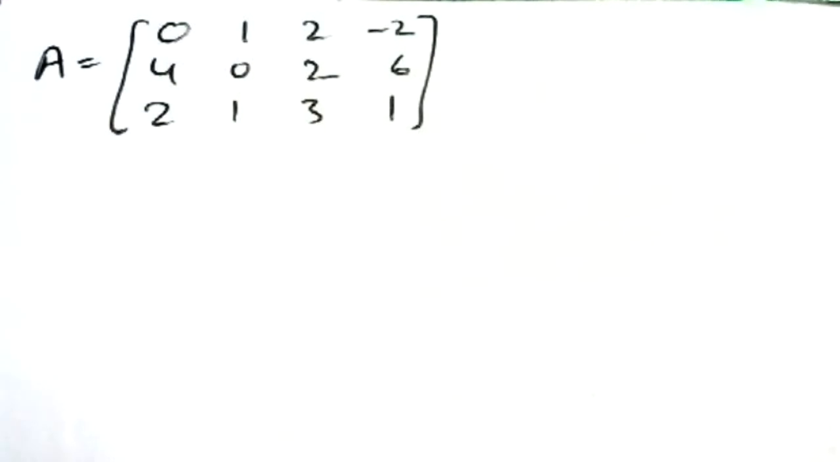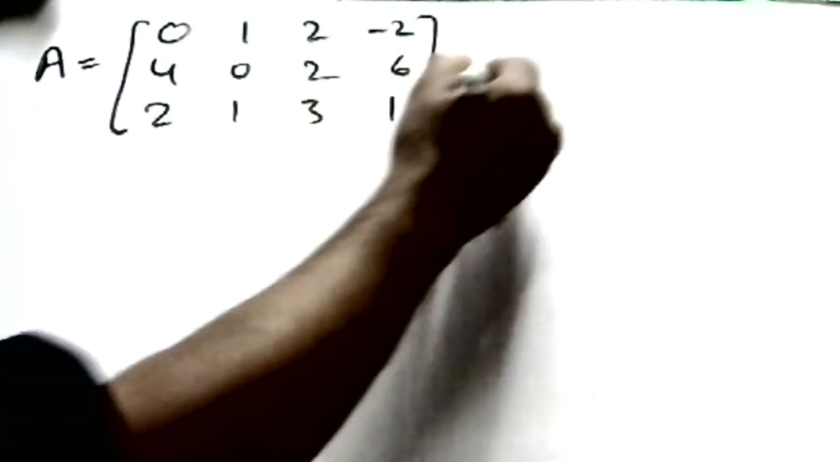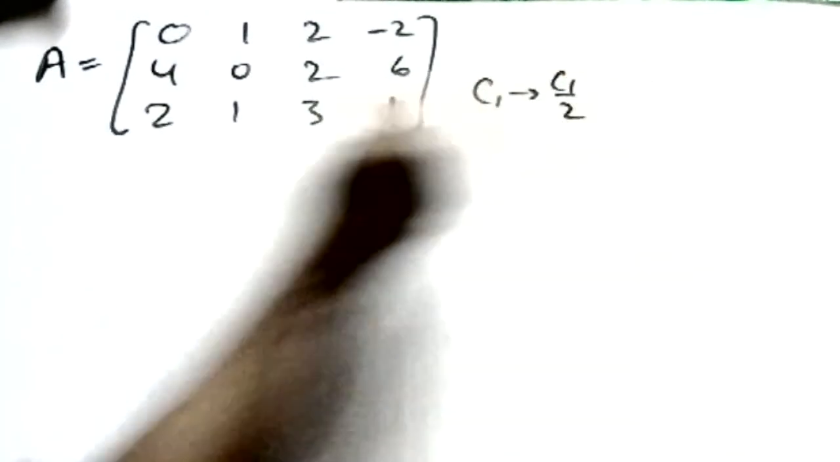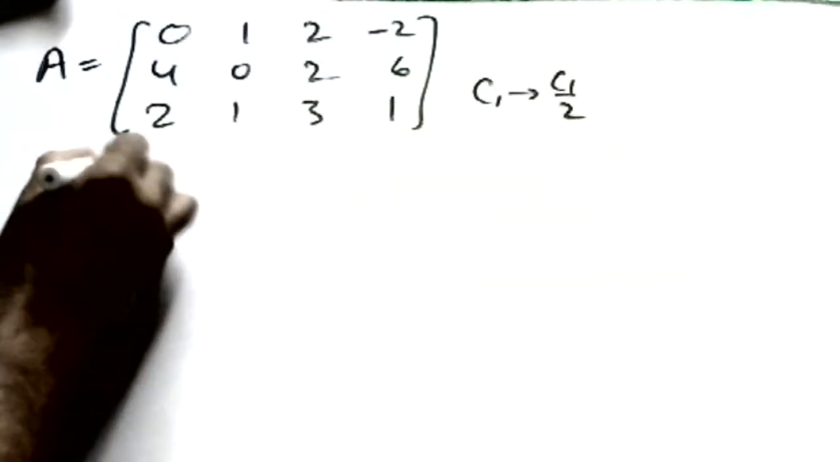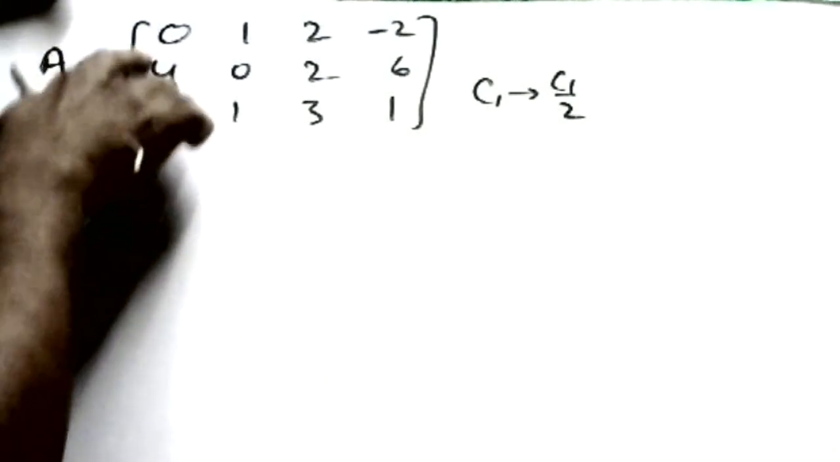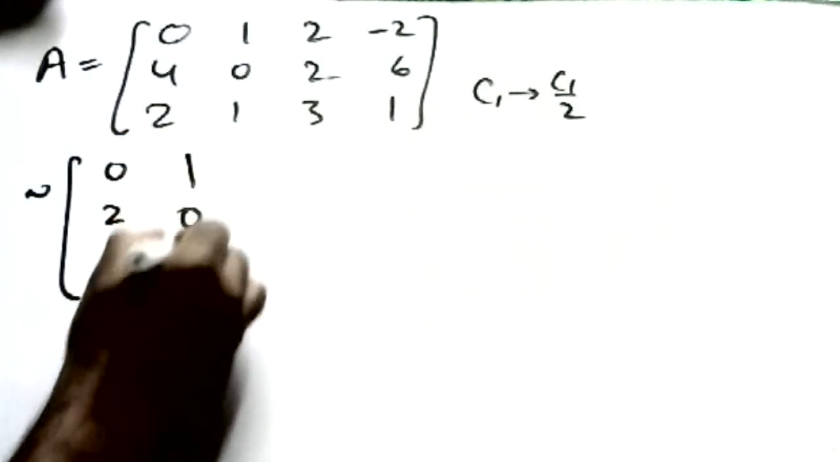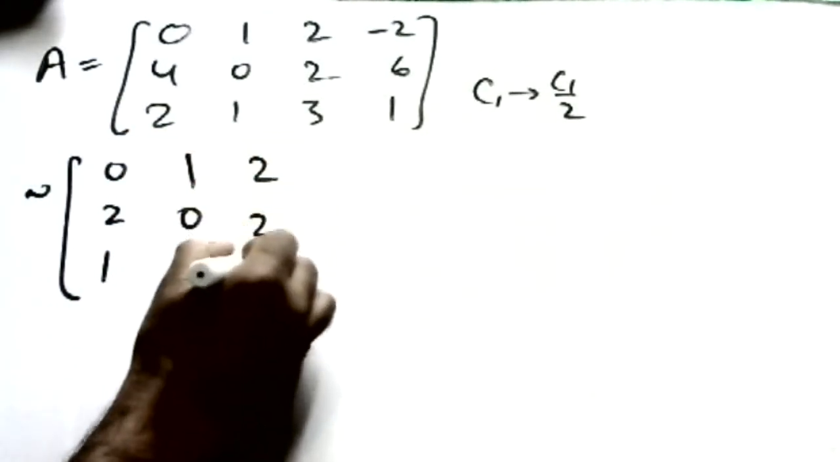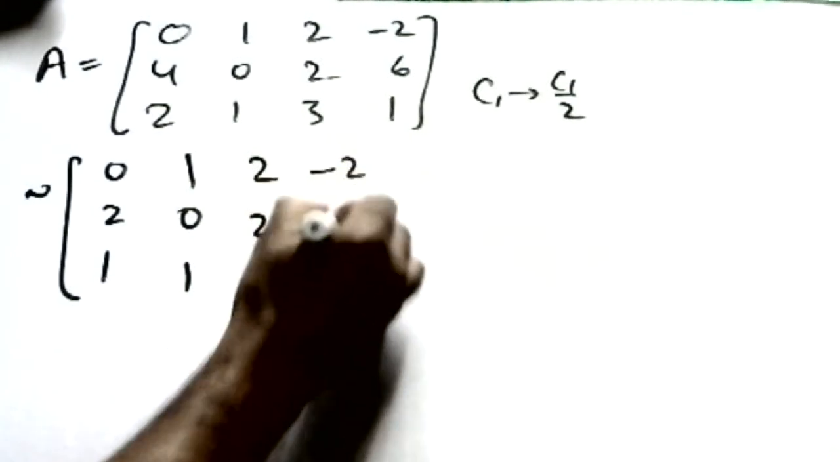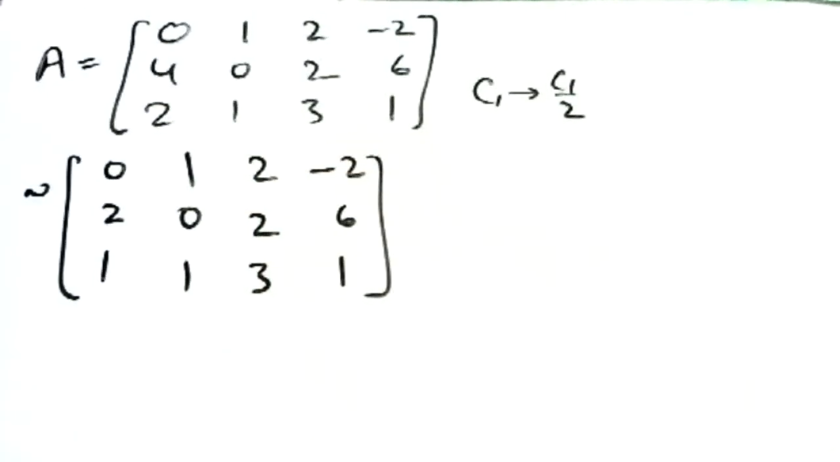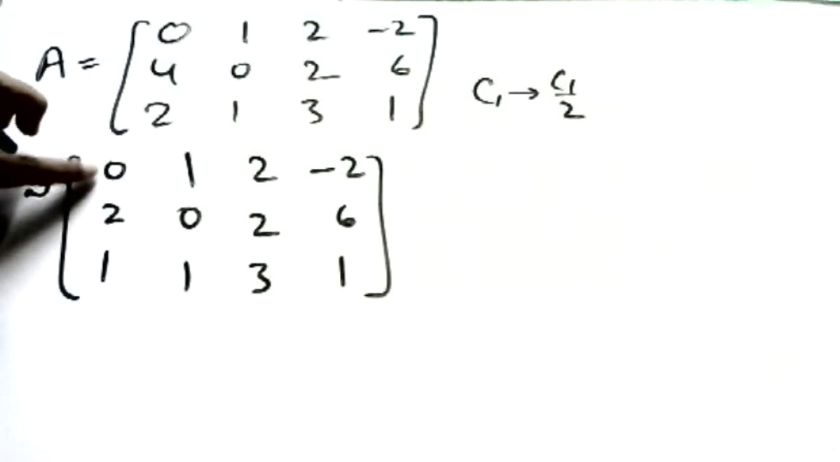Now see here, let me do one more question. This is a 3 by 4 matrix. Before going, let me do one thing. We can take 2 common from C1. See here, C1 implies C1 by 2. So this will become 0 2 1, because we can take common. Whenever we can take common, we have to take common. The numbers will become easier. So 1 0 1 2 2 3 minus 2 6 1. This is the first step. The second step is we must have 1 here, not 0.